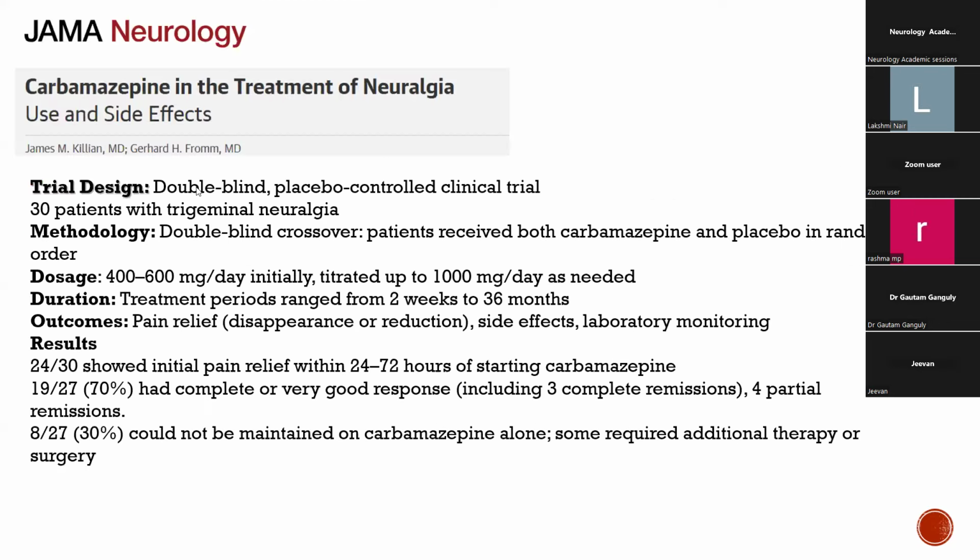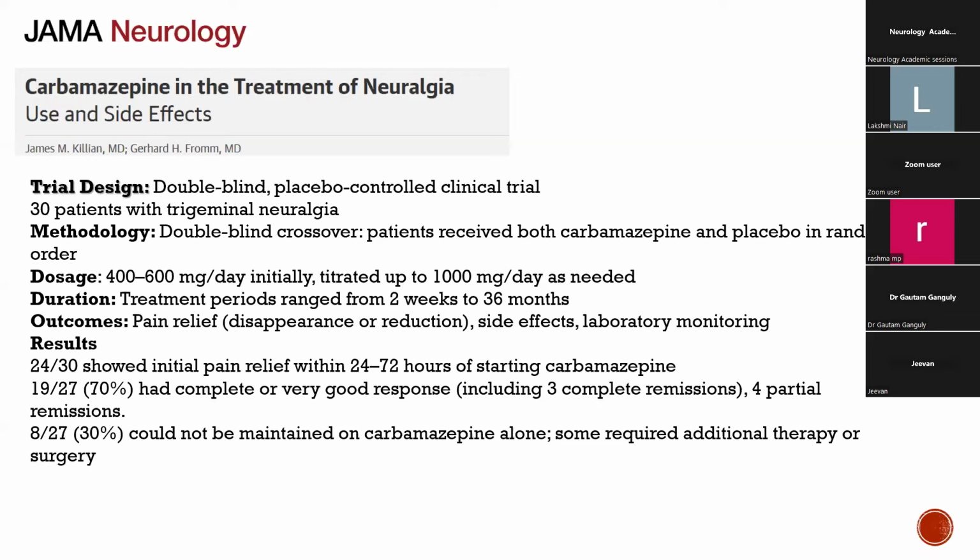This is a trial published in JAMA Neurology. It was a double-blinded placebo-controlled trial which included 30 patients with trigeminal neuralgia. It was a double-blind crossover trial, and the patients received both carbamazepine and placebo in random order. The dosage used was 400 to 600 mg per day initially, titrated up to 1000 mg per day as needed. The treatment periods ranged from 2 weeks to 36 months.